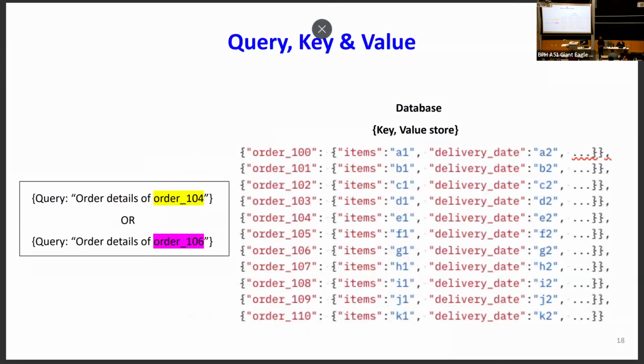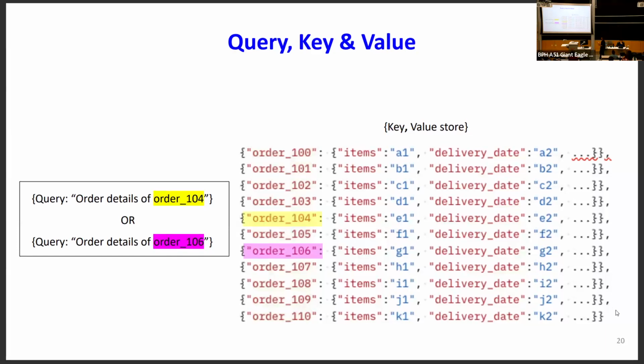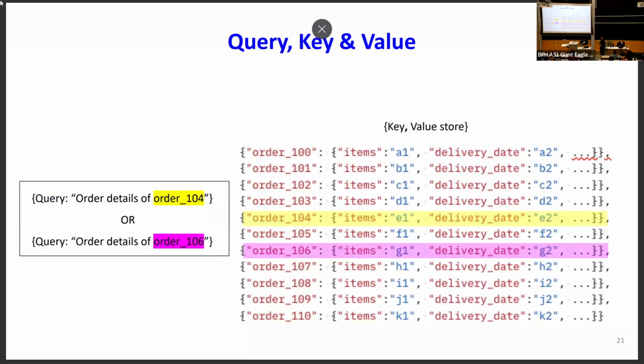You form a query which says, okay, give me order details of order 104 or order 106. Once you say that, you have your query, you have your key value store, you use your query values and search along the keys of the key value store, right? You find which one is order 104, which one is 106. Once you find them, you highlight them, and then you pick its values. So this is a three-step process. You look into the complete database, you identify the right things, and then you take out the values from them.